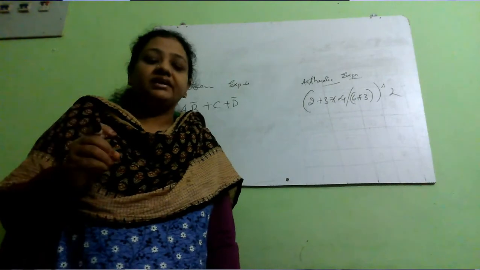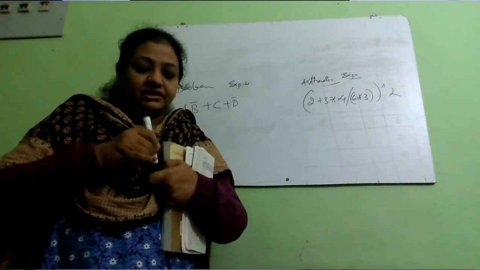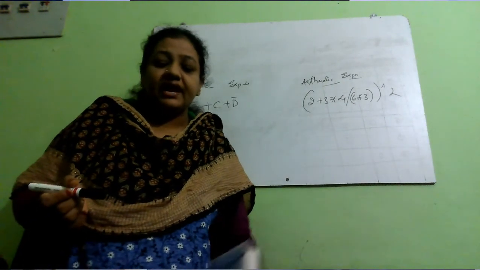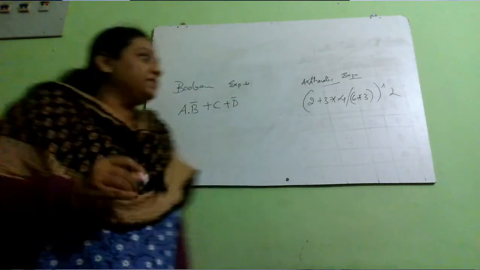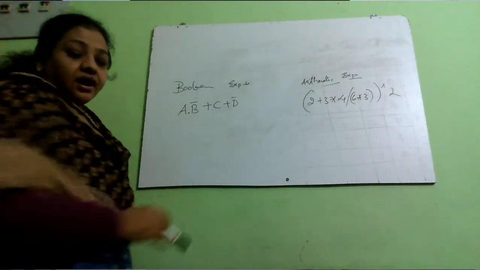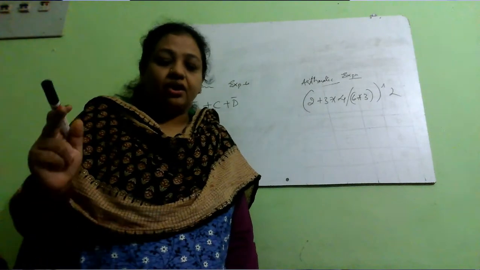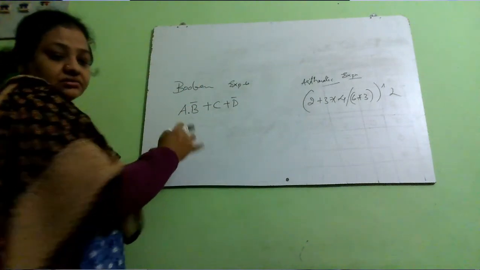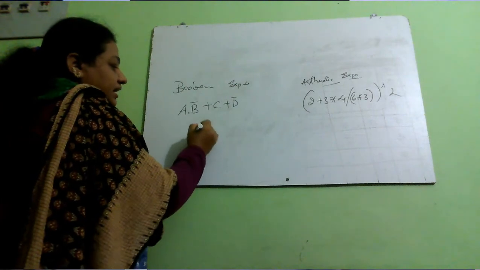The output of the OR gate is 1 when any one of the inputs is 1. So the OR operation says that the output can be 1 when any one of the inputs is 1. In an AND gate, all inputs should be 1 to get a 1 output. Here we require only one input to be 1, and the output is 1.